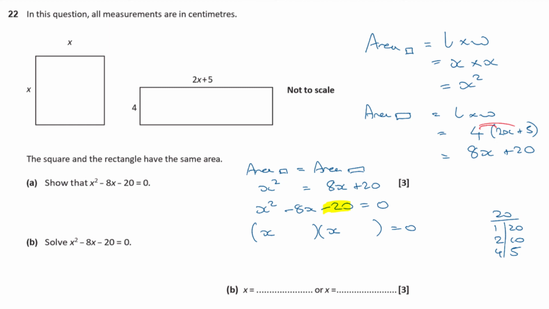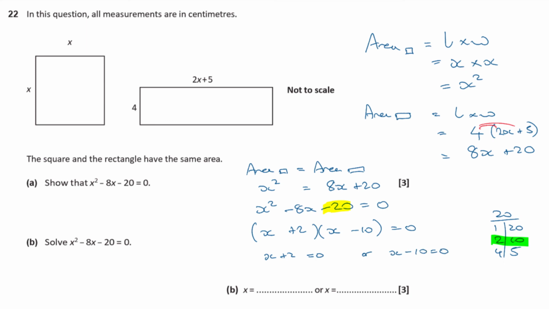Okay, I think it's going to be that one there, the 2 and the 10, because they have a difference of 8, don't they? So if I make the 2 positive and the 10 negative, that's going to deliver me the minus 8 in the middle. Okay, so then that's going to be (x plus 2)(x minus 10). Okay, so if I've got two things multiplied together that give me 0, then one of the things must be 0, or the other thing must be equal to 0. Okay, it's just a necessity, isn't it?